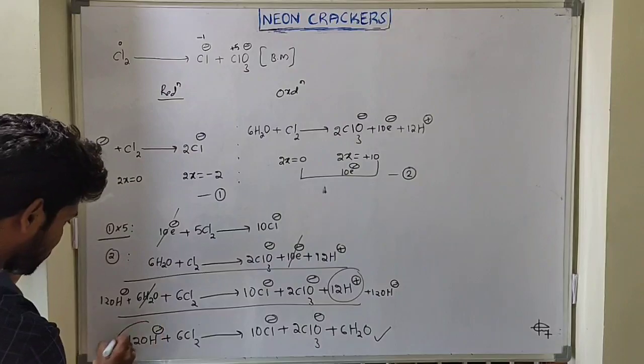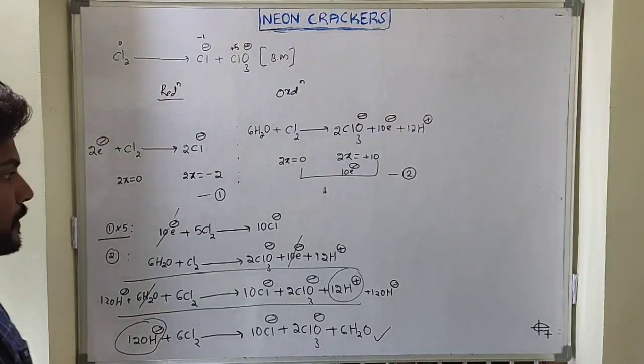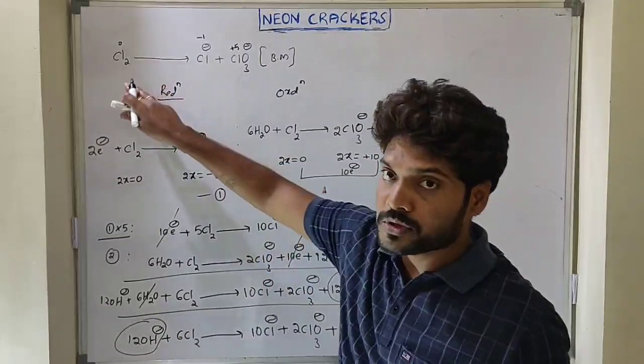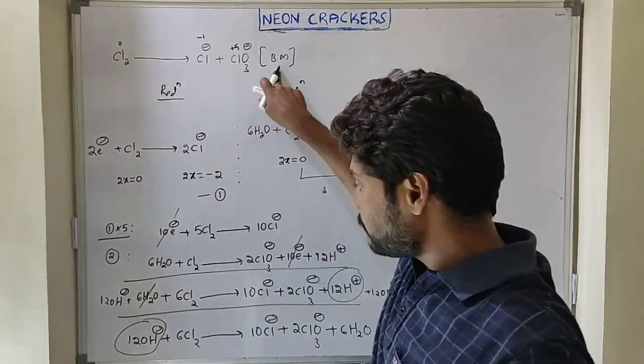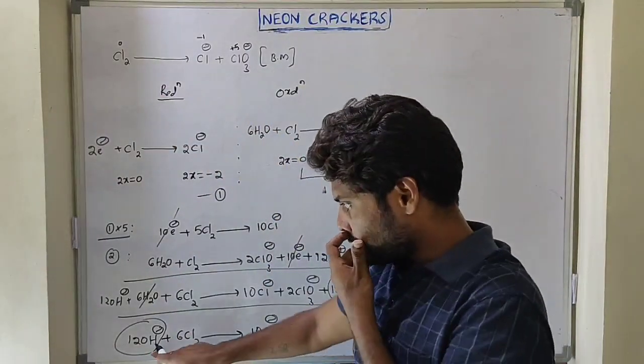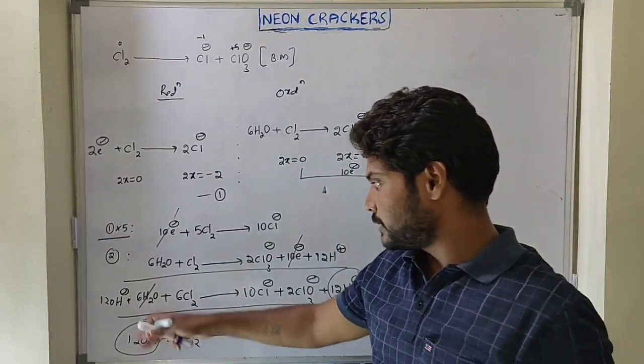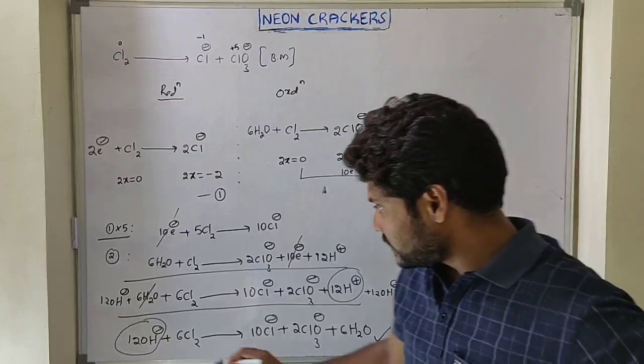And what is the medium here? This is the basic medium, and this is the balanced redox reaction, the disproportionation reaction of chlorine in basic medium. After doing this, we have to check charge neutrality and atom neutrality.